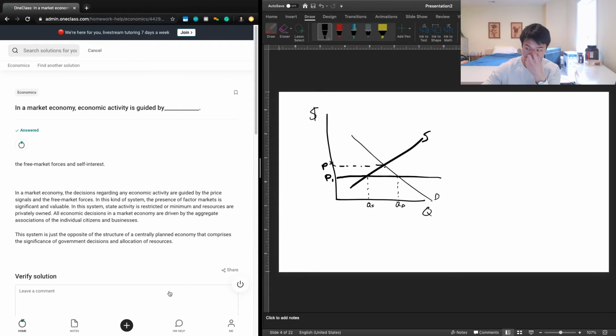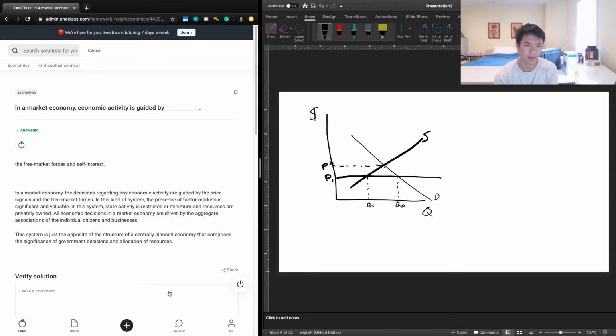And it says, in a market economy, economic activity is guided by which of the following? Or I guess it's not multiple choice, so it's guided by what? And so a couple things going on here. Again, this is first of all not a calculation-based question. It is a conceptual question. So we would just have to be familiar with these terms in order to answer this question.